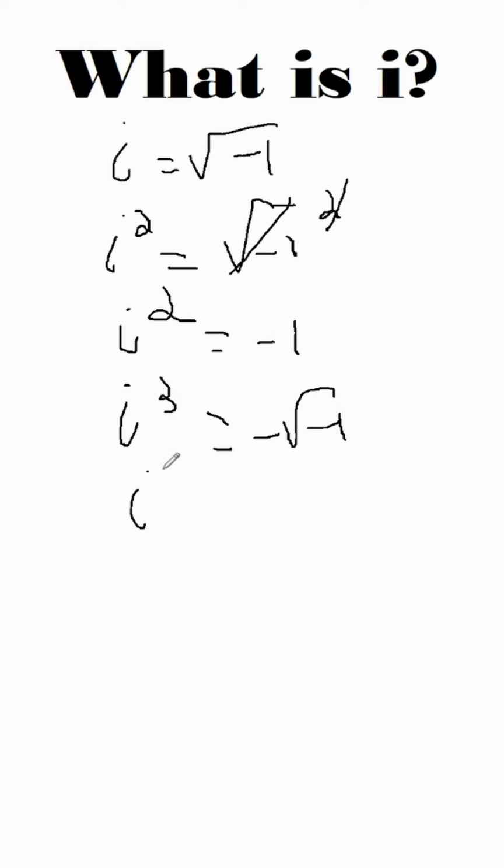i to the fourth, we multiply by the square root of negative 1 again. We're actually going to get 1. So after all that, we get 1. If we go one more time, we're back to the beginning. It's the square root of negative 1 again, because the square root of negative 1 times 1 is the square root of negative 1.